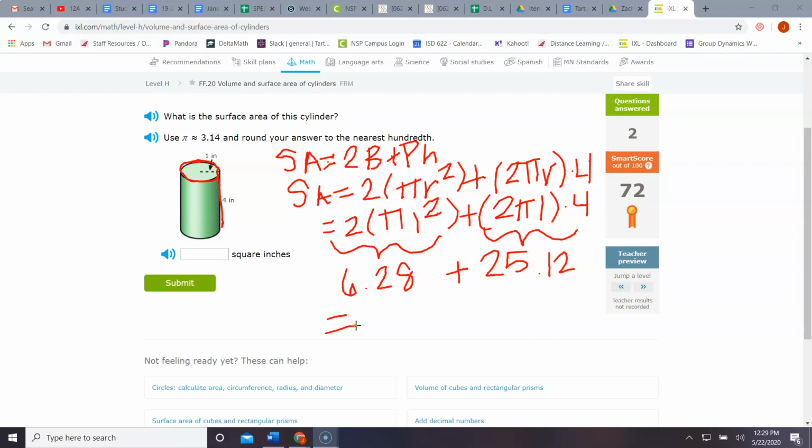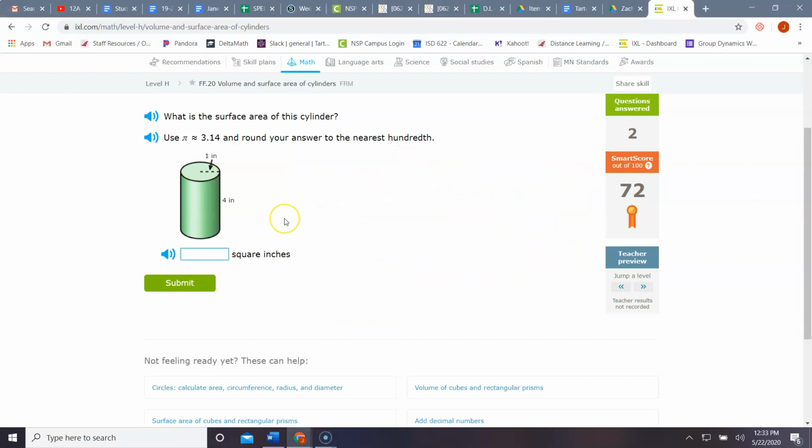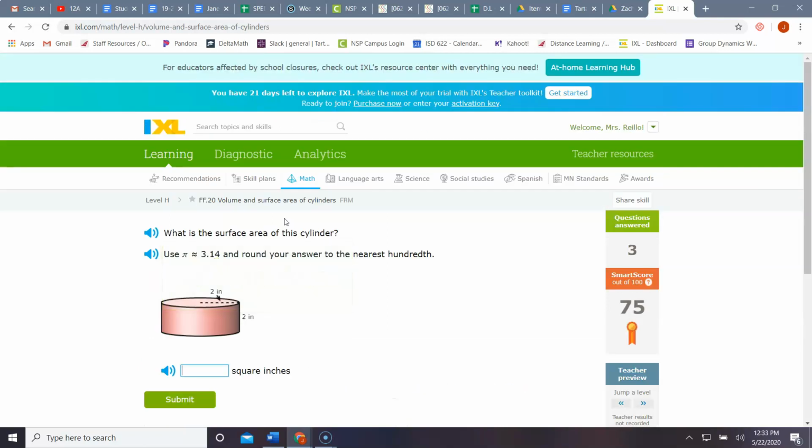If we add these two together, we end up with a surface area of 31.4. Okay, so let's put in what we got, 31.4. And there we go, we did that one correct.